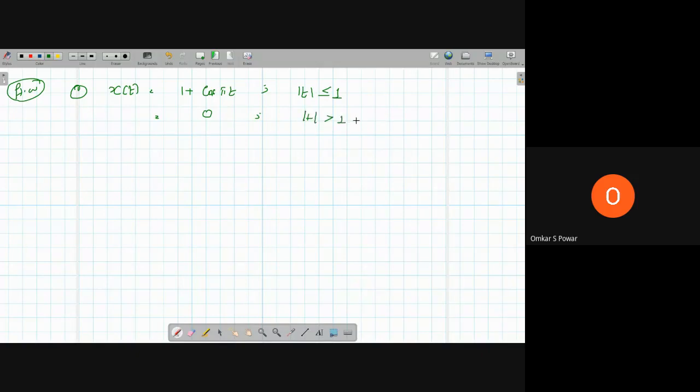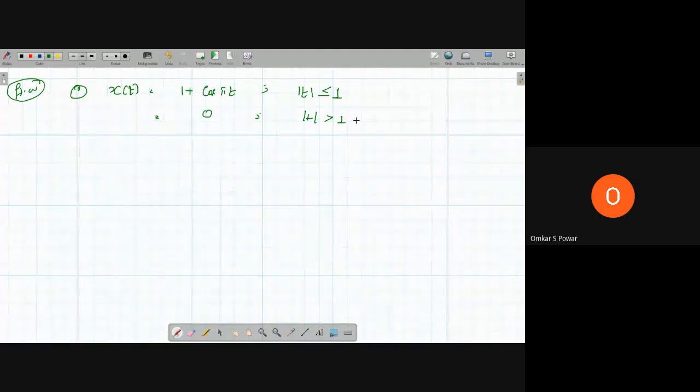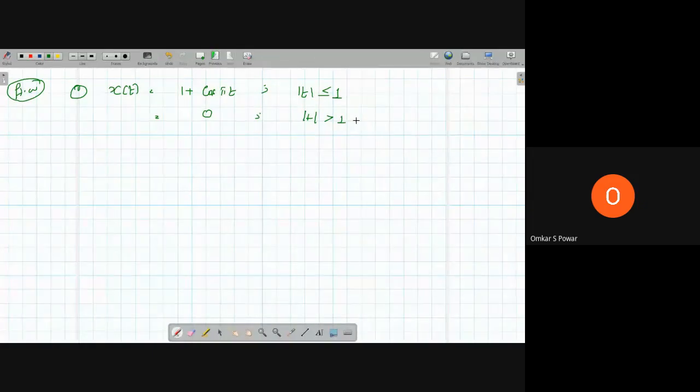So how can you solve this problem? I'll just give you a hint. Given this one, you have to substitute in the formula integral minus infinity to infinity x of t e power minus j omega t dt. Substitute that x of t is 1 plus cos pi t. So your t varies from minus 1 to 1. Express cos pi t in terms of e power j theta plus e power minus j theta by 2, and then you can solve this one. So I'll give you the hint here.